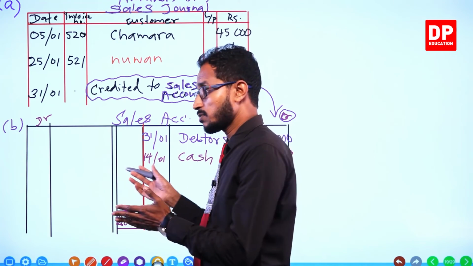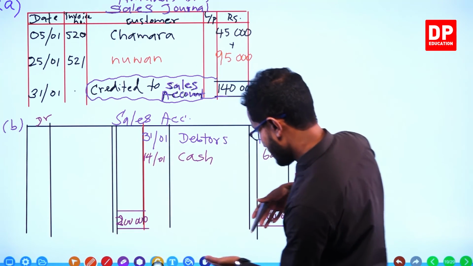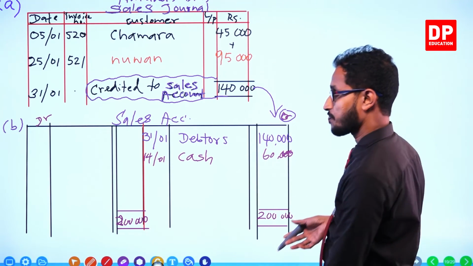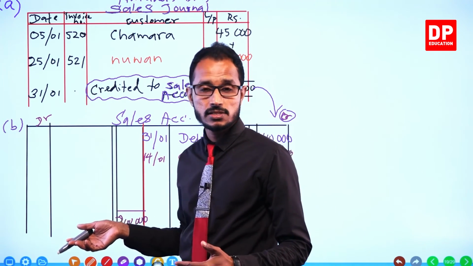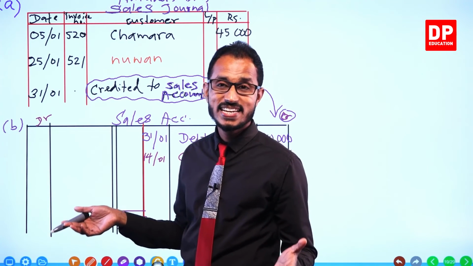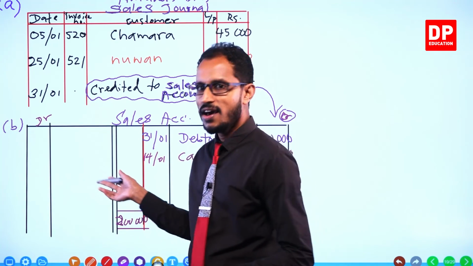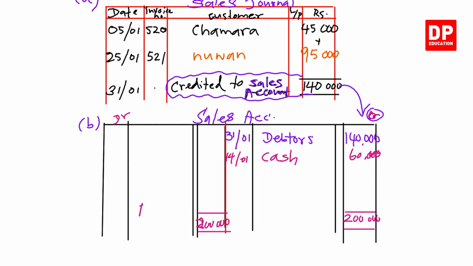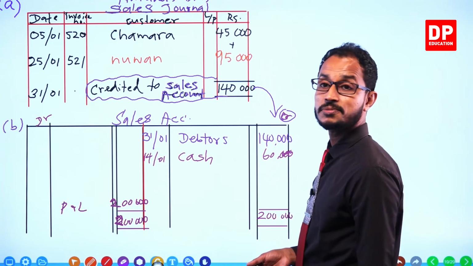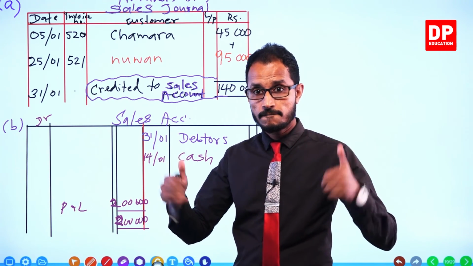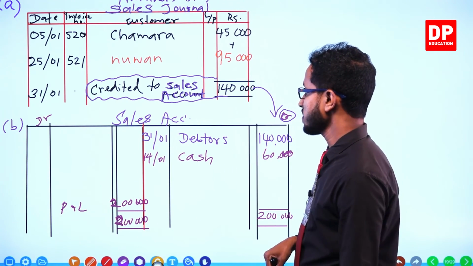Not balance carried down to the next year or to the next accounting period. You don't carry down the sales value or the incomes or expenses to the next year, because at the end of the year you prepare financial statements using these incomes. Sales is income. Profit or loss statement, you transfer 200,000. And that's it. Done. Sales account is done.